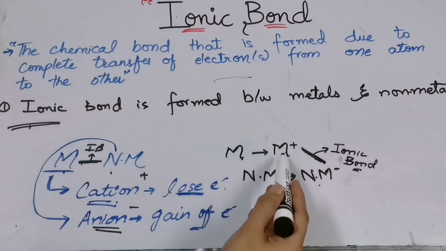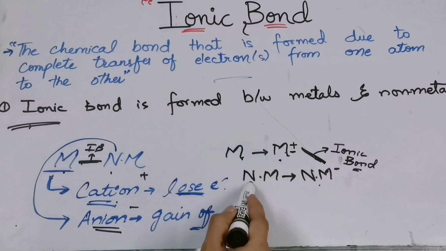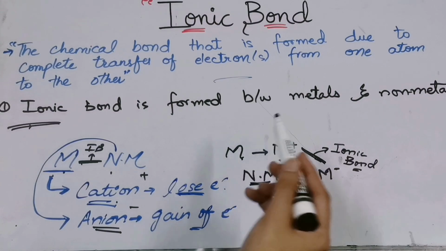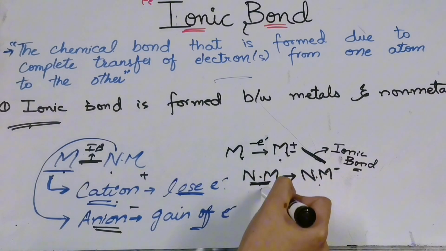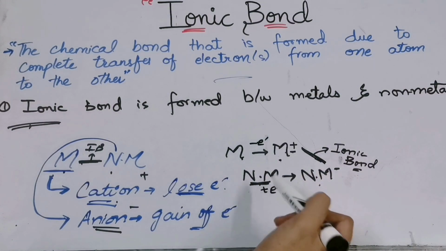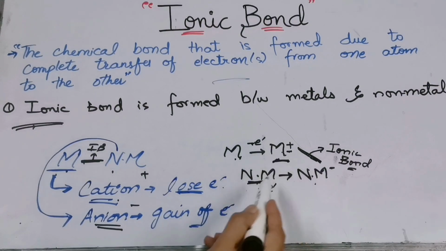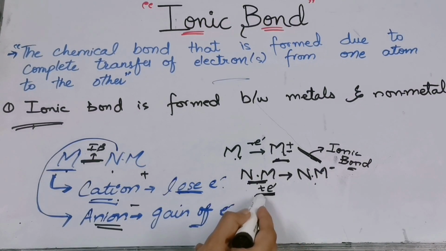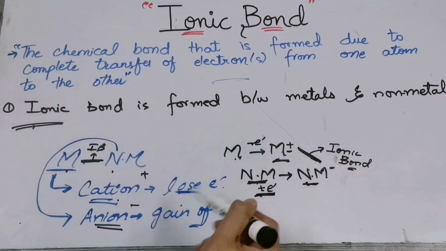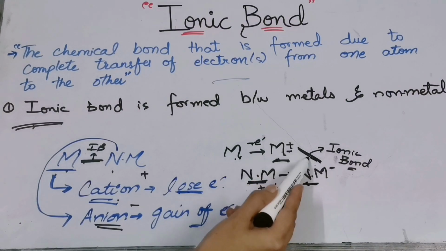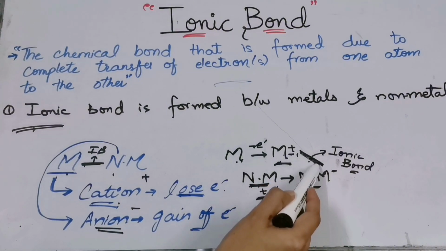So when the metal loses its electron, it will convert into positively charged species, and when the non-metal gains that electron, you can also write it over here minus electron, and here you can write with it plus electron. So when the metal loses its electron, it is converted into positively charged species, and non-metal gained the electron, then it is converted into negatively charged species. As we know that opposite charges attract each other, so there will be a force of attraction between them.